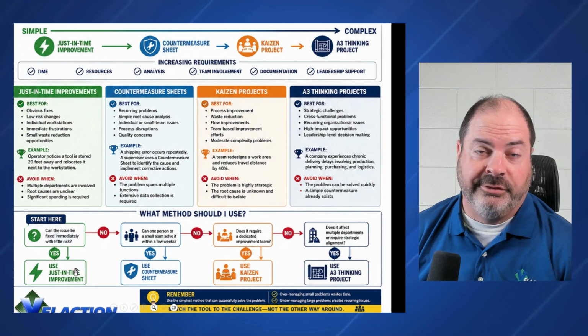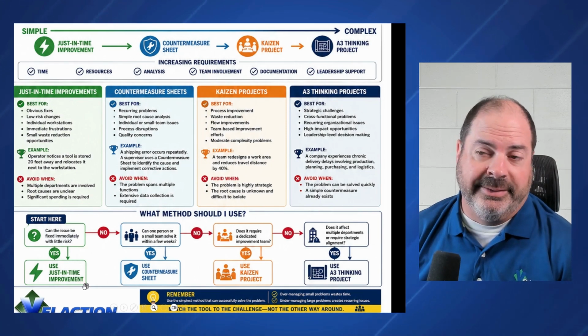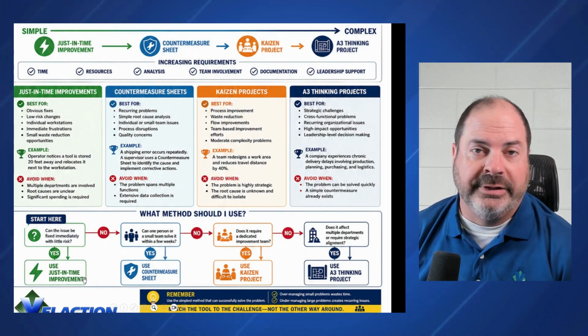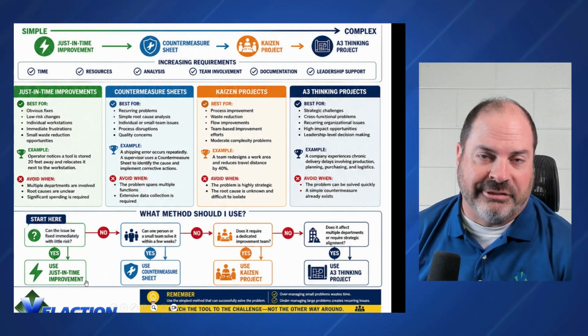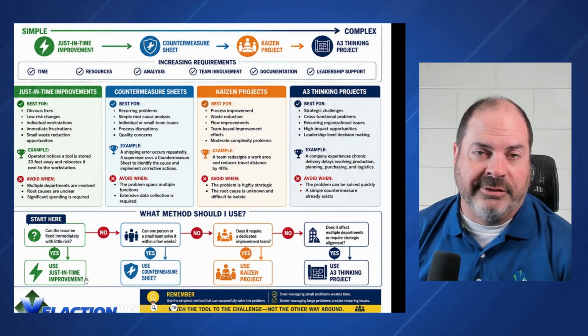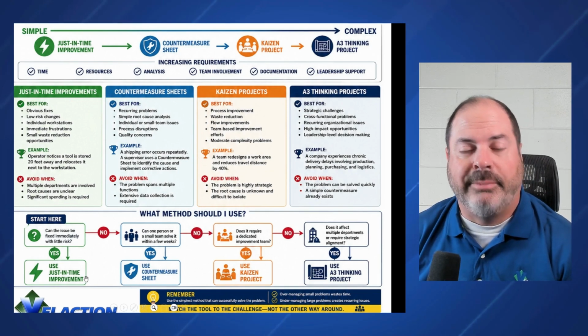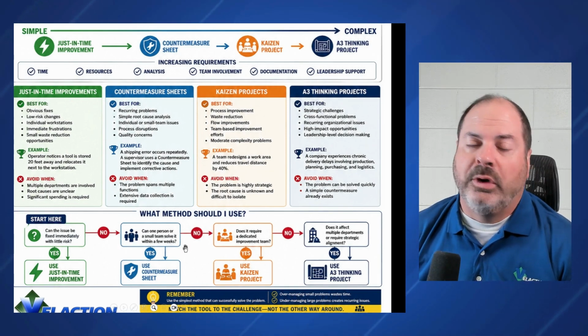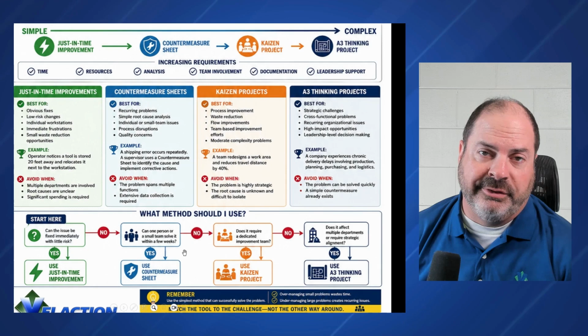So when you talk about what method, if you can fix it immediately with little risk, just use a just-in-time improvement. And that can be an individual working alone. The lead can go and help with the project. So it doesn't mean that it has to be a single person doing it. It could be a couple people. A lead could say, you two guys go and take care of this problem right now.